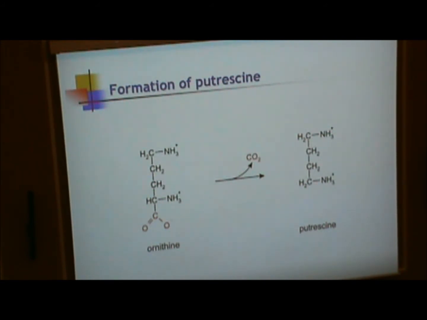So putrescine is a growth factor. Putrescine is a factor which neutralizes the negative electric charge of nucleic acids. Putrescine is a carrier of positive electric charge, therefore it easily interacts with nucleic acids, neutralizing their negative electric charges.